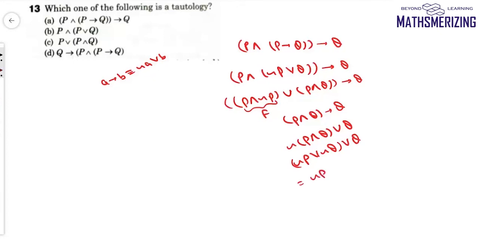So I can write not P, and disjunction is associative. So I can write or not Q or Q, and not Q or Q is simply true. So this is not P or true, and if it is not P or true, then it is simply true. So that means option number A itself is a tautology.